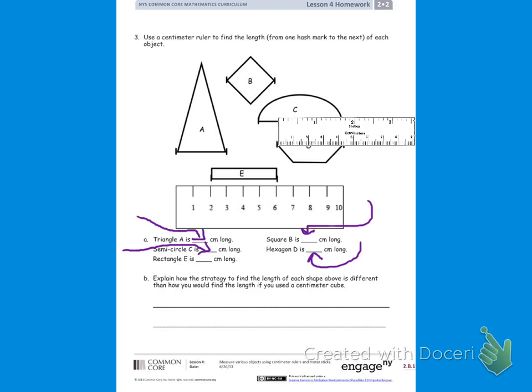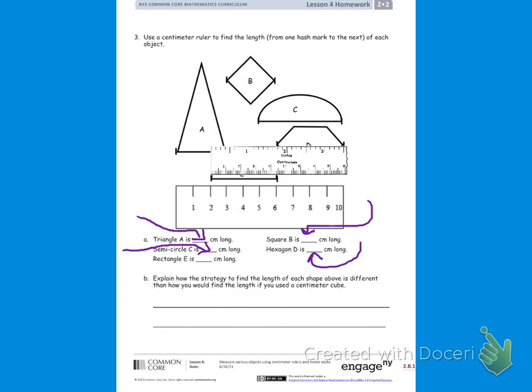Finally, I'll move my ruler and measure rectangle E. I will measure again from hash mark to hash mark and record my answer here. Again, there are no fractions on this page, so choose the number that it is closest to, the closest whole number.